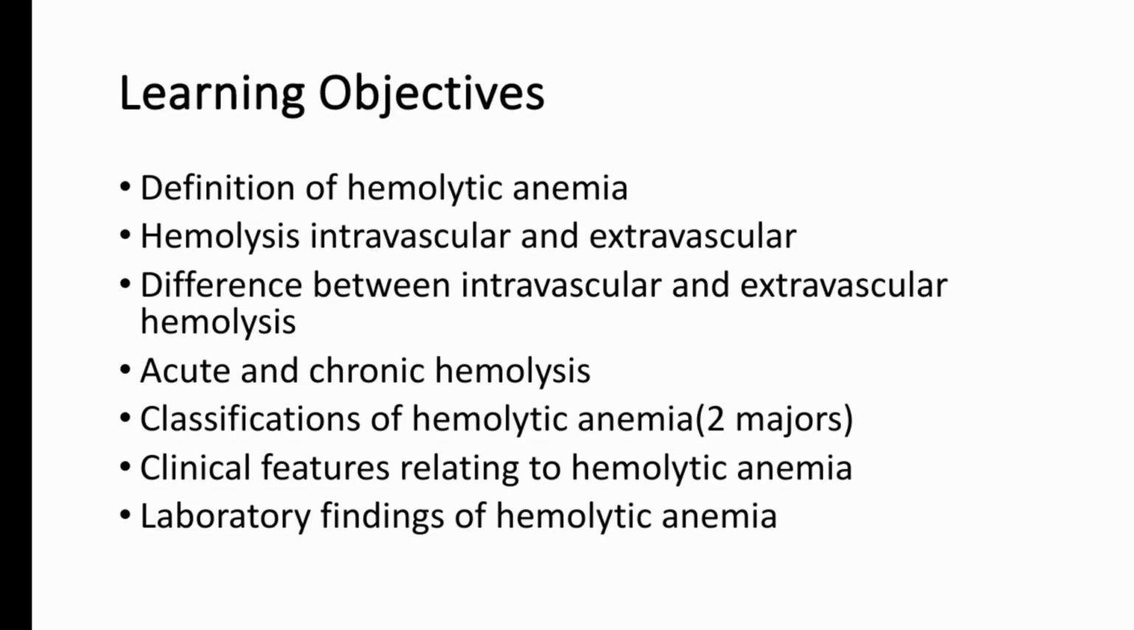Our learning objectives of this lecture will be, first of all, we will define what hemolytic anemia is. Secondly, we will differentiate between intravascular and extravascular hemolysis. Alright, we will first tell what it is basically, and then differentiate between intravascular and extravascular hemolysis. Then we will see the acute and chronic hemolysis. After that we will look at the classifications of hemolytic anemia. And then comes the clinical features and the body findings.